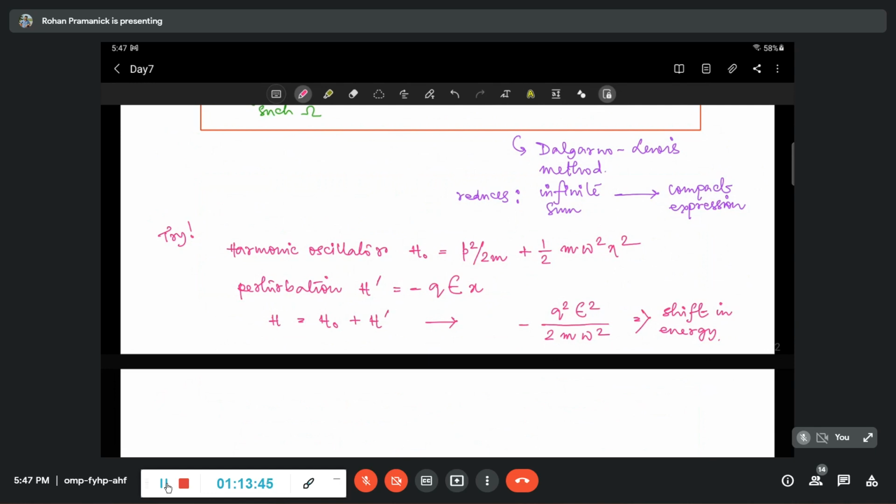But in this case, you will find that the second order energy correction, you do it in whichever way you like, is exactly this only. And that is the reason behind saying that your higher order correction is exactly zero, because it cannot exceed, right? It cannot exceed. This is an analytical expression.